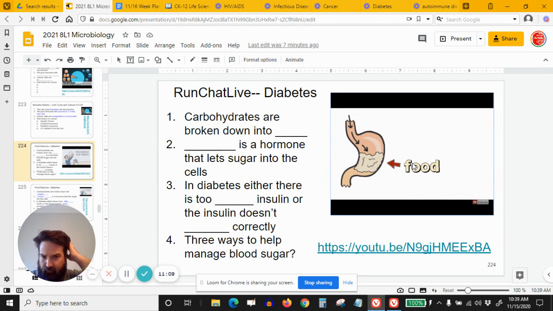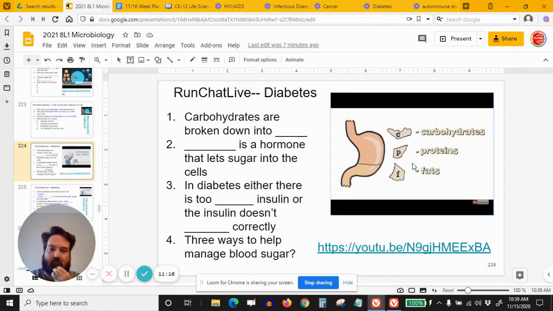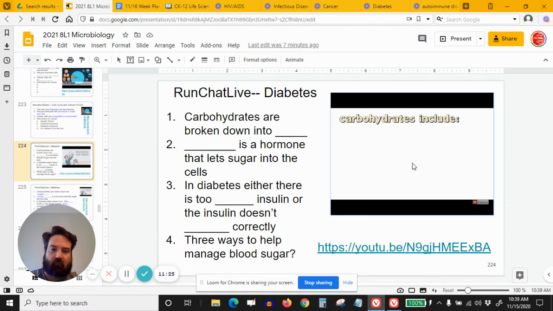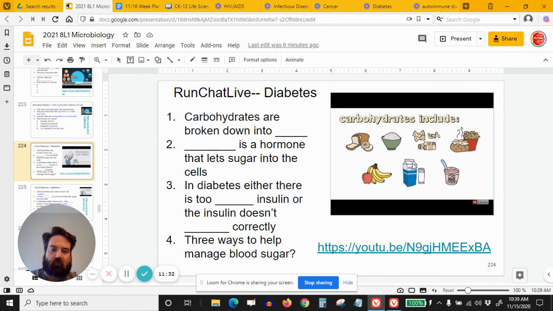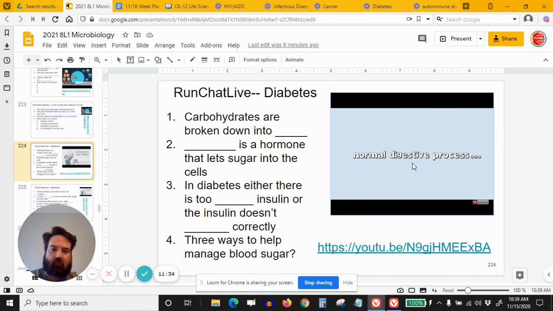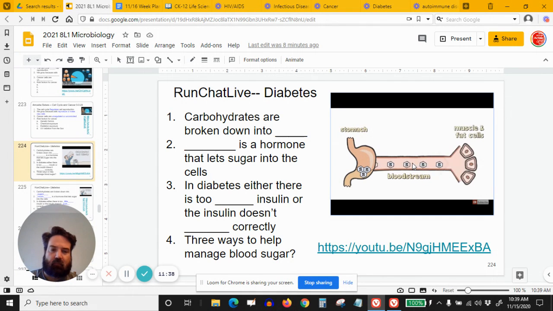When we eat, food travels to the stomach. Food is made up of 3 basic nutrients: carbohydrates, proteins, and fats. During digestion, carbohydrates are broken down into sugar, otherwise known as glucose. Here's a quick fact. Carbohydrates include foods such as bread, rice, pasta, potatoes, fruit, milk, and yogurt. In a normal digestive process, sugar travels from the stomach, through the bloodstream, to your body's muscle and fat cells.